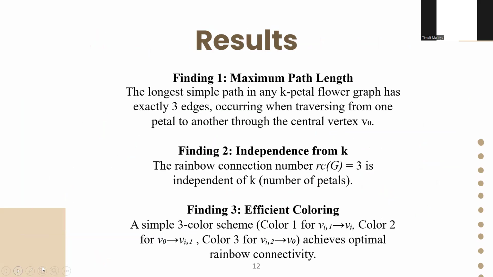Results. First finding is maximum path length. The longest simple path in any k-petal flower graph has exactly 3 edges, occurring when traversing from one petal to another through the central vertex V0. Second finding is independence from the number of petals. The rainbow connection number is 3 and independent of the number of petals. Third finding is efficient coloring. A simple 3-color scheme achieves optimal rainbow connectivity.